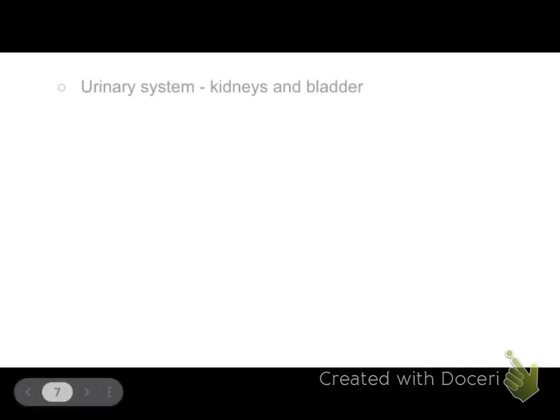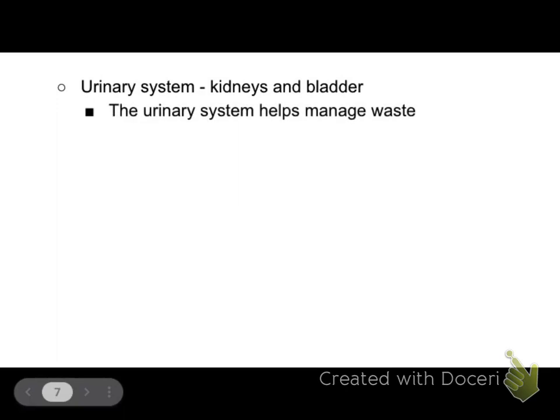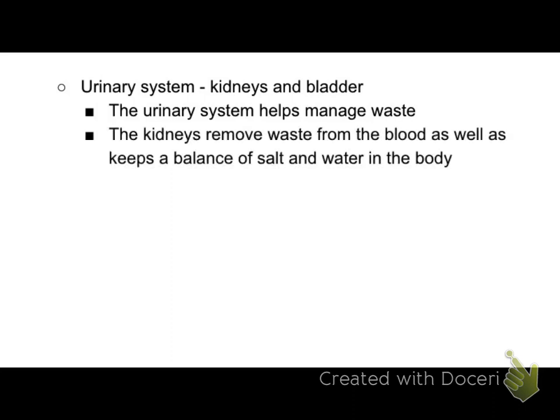All right, next up is the urinary system, which is your kidneys and your bladder. Okay. The urinary system helps you manage wastes in your body. Okay, so a lot of people think that your body is like filtering water out of your digestive system, and that is what you pee. But in reality, what's happening is that the kidneys remove waste and excess water from your blood, and that is what gets turned into urine.